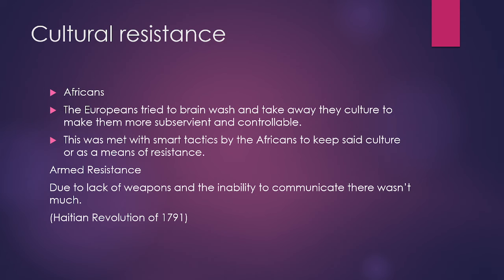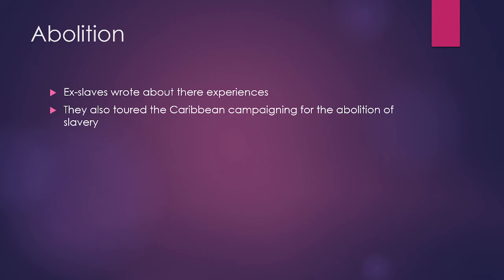If I got the numbers correct, it was 350,000 people that died in that revolution, and a lot of Africans did manage to escape, but lots of people died as a result. That was one of the biggest armed resistances by the Africans to date. So we now get to the abolition of slavery. This is kind of the ending.